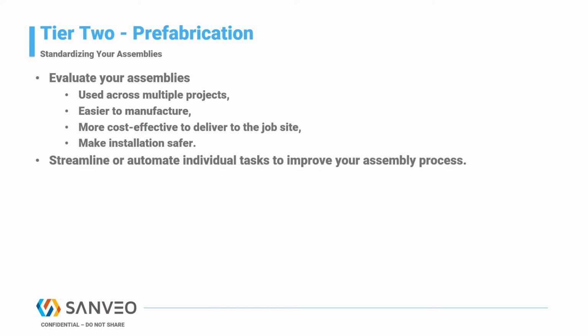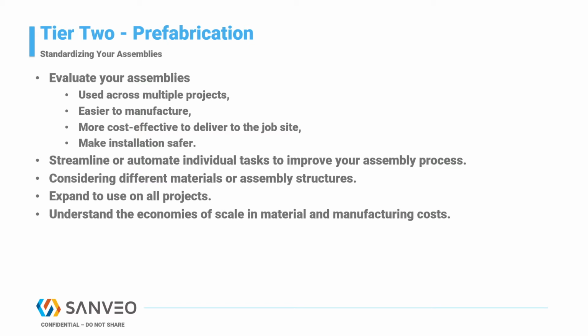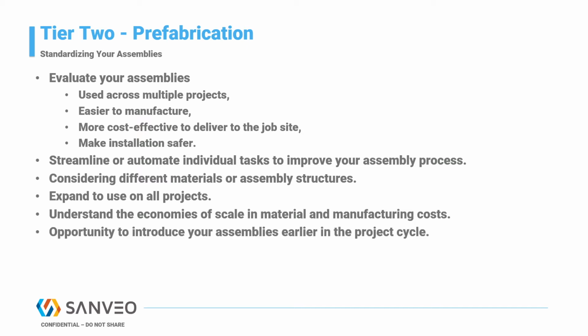You will find that at this stage you will look to streamline or automate individual tasks to improve your assembly process. You will also start considering different materials or assembly structures as well. These new perspectives are about expanding the benefits that were gained for individual projects in Tier 1 to all your projects using prefabrication. This also allows you to see the economies of scale when considering materials and manufacturing cost. With standardization, you will also get the opportunity to introduce your assemblies earlier in the project cycle.